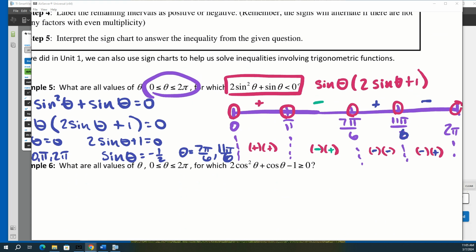Okay, so what do we want? Do we want plus or do we want minus? Yes, because we want to know where this thing is less than 0. Less than 0 is negative. And so what I'm going to do is go ahead and use red. I'm going to highlight the negative regions. And then somewhere, I'm going to find room to write what they are. I guess I'm going to write it above.